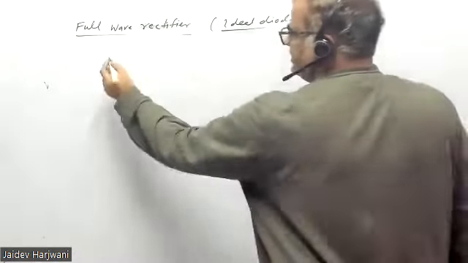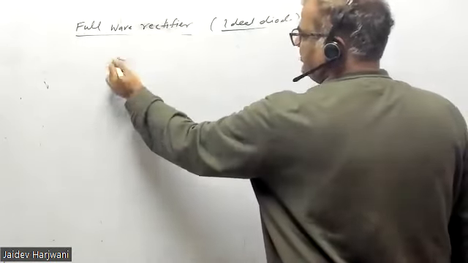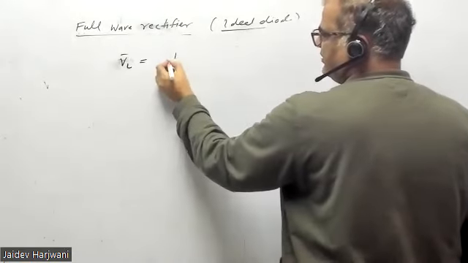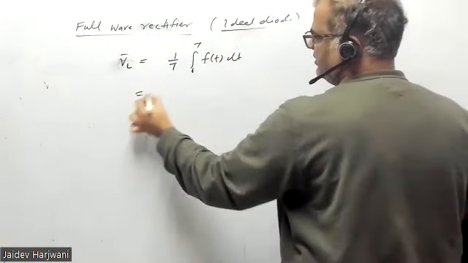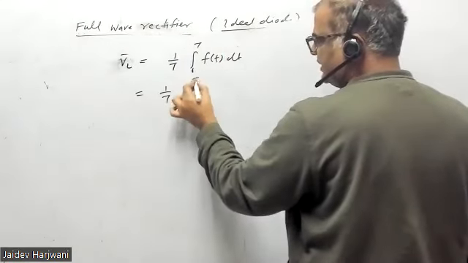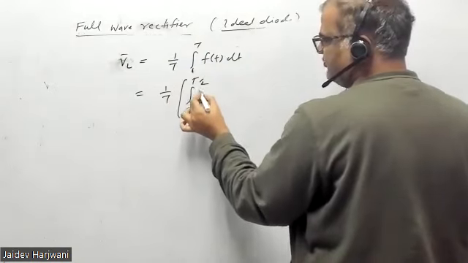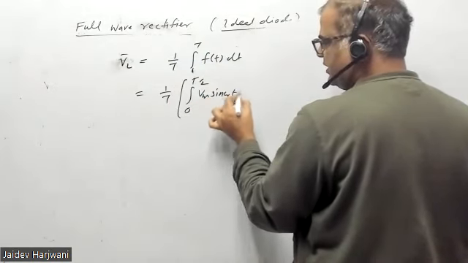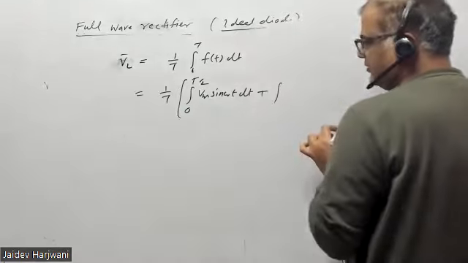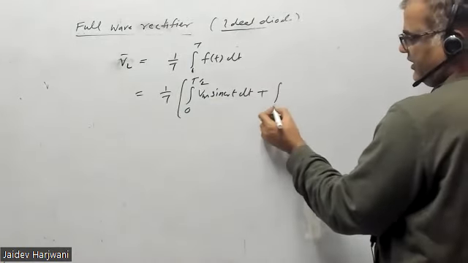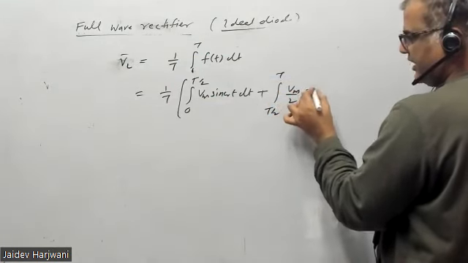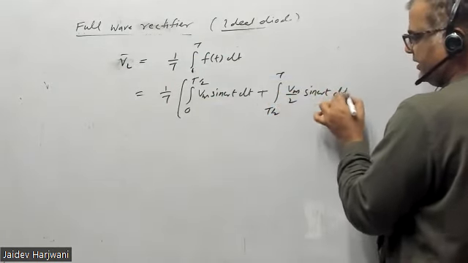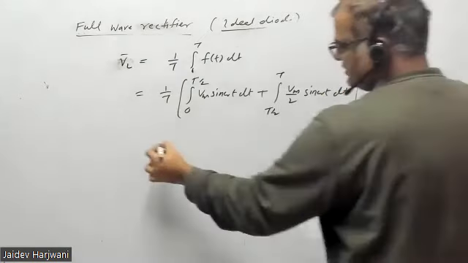So for the average, V average, V load average, it is 1 by T integral from 0 to T. Now tell me, you calculate and tell me how much is coming. Okay, this is Vm sin omega t dt, plus, I am not putting anything now, from T by 2 to T, not putting the minus sign. This is Vm by 2 sin omega t dt. Tell me what is the answer.